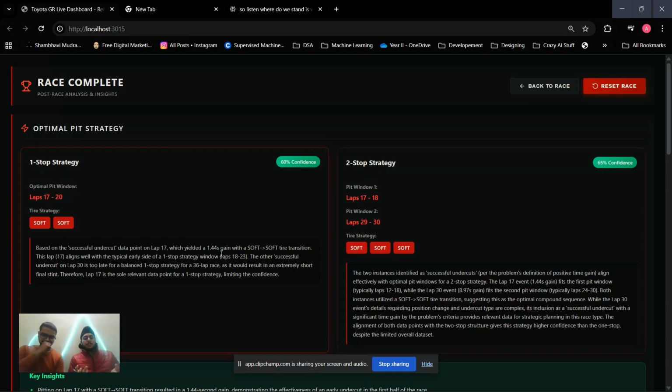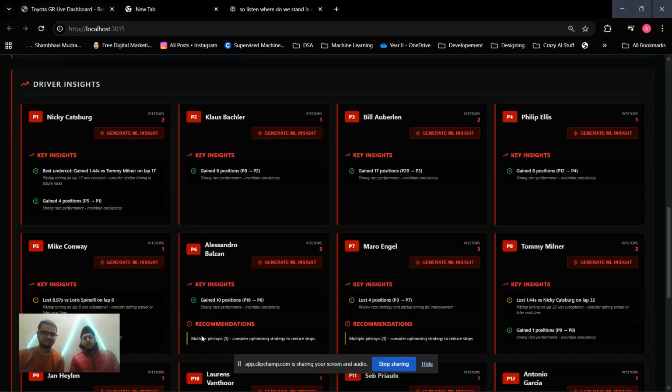Now that we can see, the optimal pit stop strategy has also been generated using a decision tree classifier. It suggests to the driver a one-stop strategy or two-stop strategy based on confidence, the optimum tire compounds which should be used, and optimal pit windows where these tire compounds should be switched. And now I'll switch back to Avichal to continue with the ML insights.